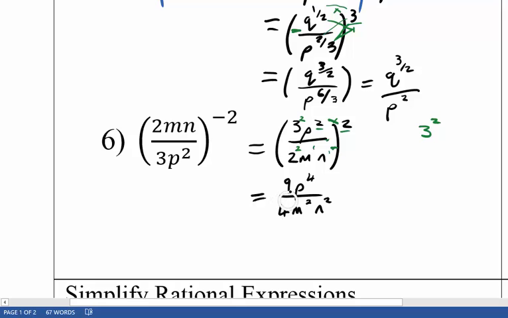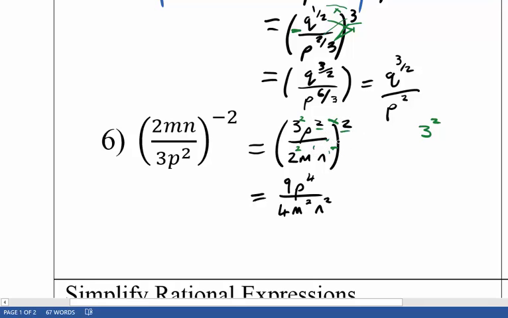Okay, and then I need to look at this and ask myself, can I simplify any further? Do the numbers have anything in common? No, they don't. And there are no p's on the bottom, there are no n's or m's on the top, so nothing else can be done. So that's it. The hardest part about that is this -2, and then potentially the expanding of the brackets.